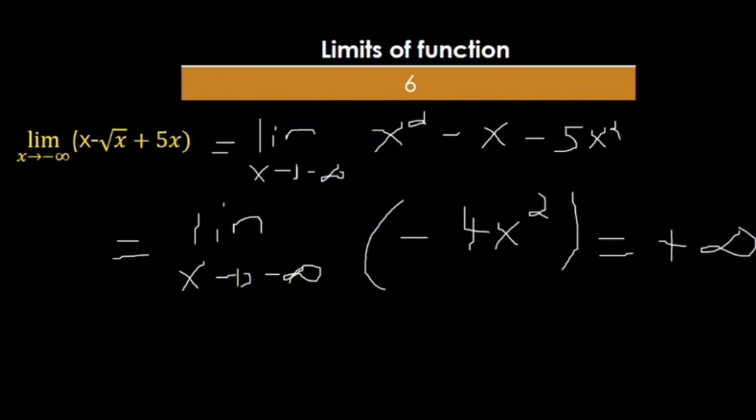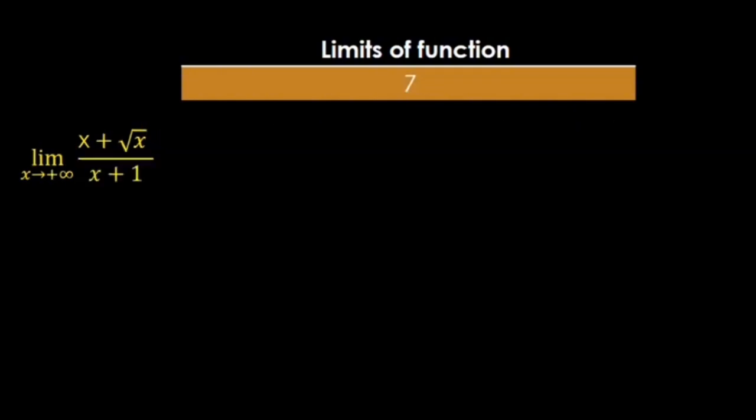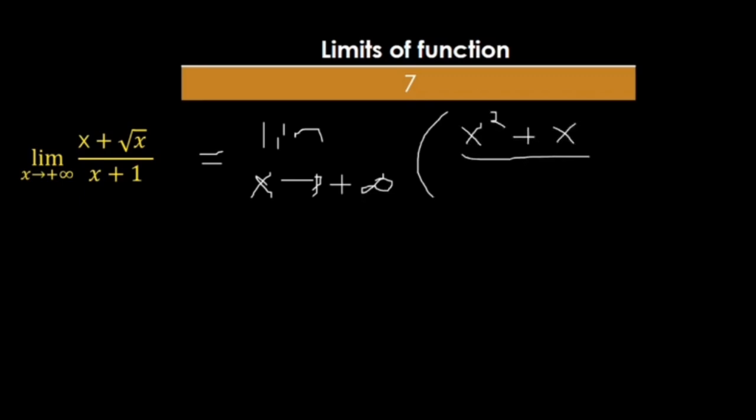Then we move to question number 7. Here we can do a change of variable, or you can find the conjugate of that. It depends on you. I will use a change of variable, that is equal to the limit as x tends to positive infinity of X square plus X all over X square plus 1. Since we still have to use the blueprint, that is root x equals capital X, therefore x is X square.